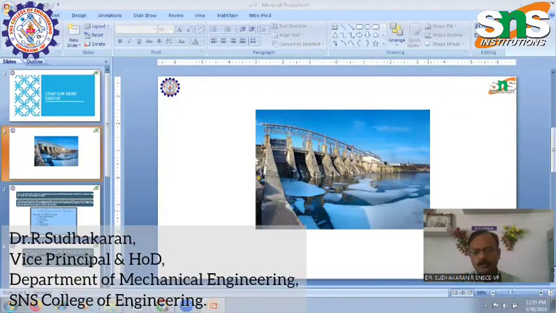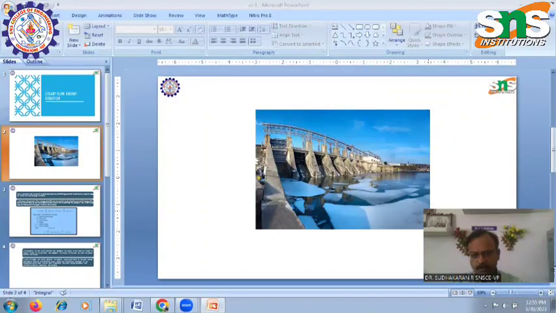So today we are going to see another important concept in thermodynamics. Before going into the concept, the picture shown in this slide represents a hydroelectric power plant. You all know that a hydroelectric power plant is used for generating power by using the energy available in water, converting that potential energy into electrical energy. So this is the principle of a hydroelectric power plant.